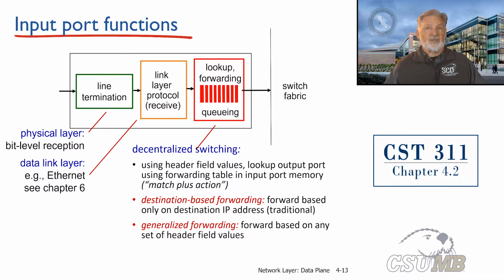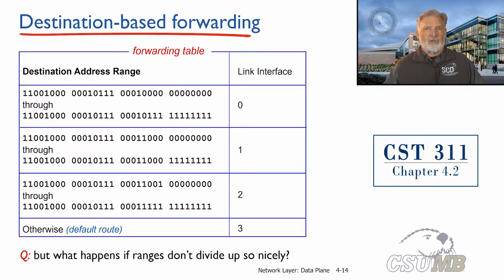Traditional forwarding is based strictly upon the destination IP address. However, note that forwarding can be based on other values in the IP header. The packet forwarding table will look somewhat like this diagram in this next slide. Note that the destination addresses are listed here in binary notation.